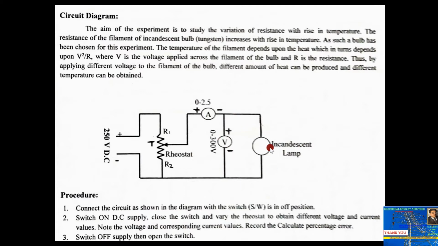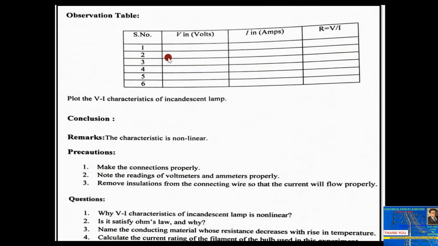It is simple, you have connected a bulb. This is an incandescent lamp of 200 watt. Now we will increase the level of voltage through this DC rheostat, and then we have to note down the values of the voltmeter and ammeter, and then we have to draw the VI characteristic. There is an observation table: this column belongs to V, this column belongs to I, and then you have to calculate R and draw the VI characteristics.